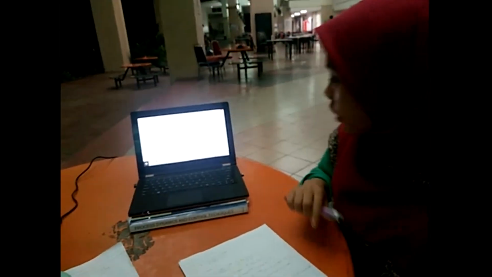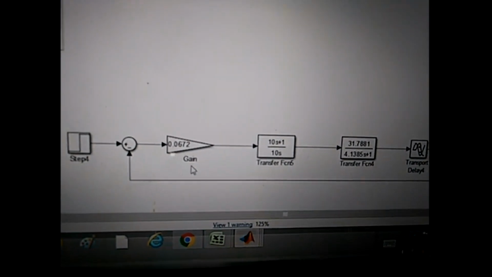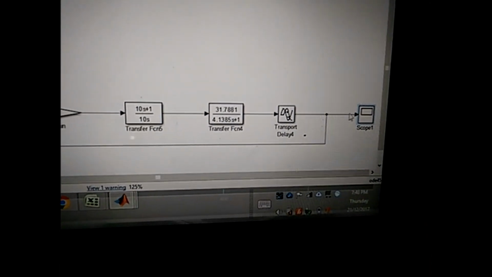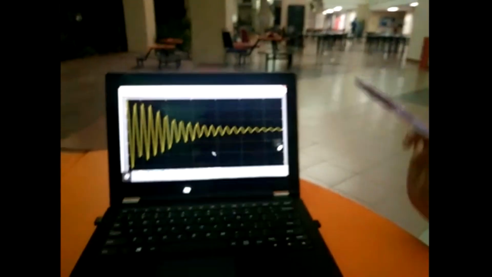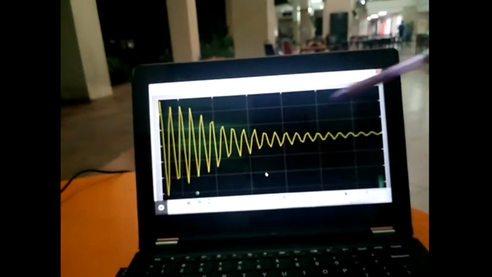And for the block diagram, okay, this is our block diagram. The gain is 0.0672 as we get in Excel when using the solver, and this is our transfer function GP, and our transport delay. So the graph that we get, okay, this is what we get. It shows that the graph is stable.